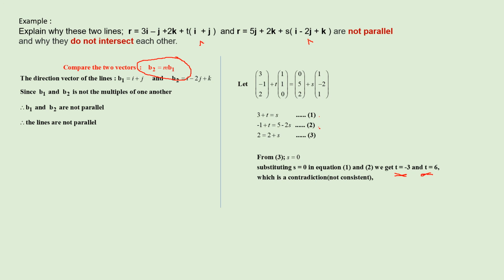Now, t is different. If t is different, meaning that we cannot solve the equations. It is not consistent. So when there is no solution, then the lines do not intersect each other.